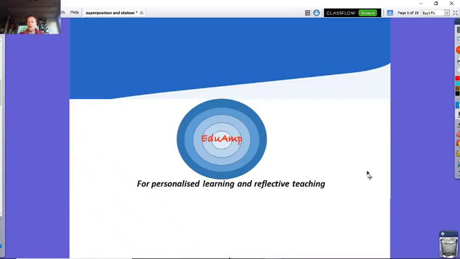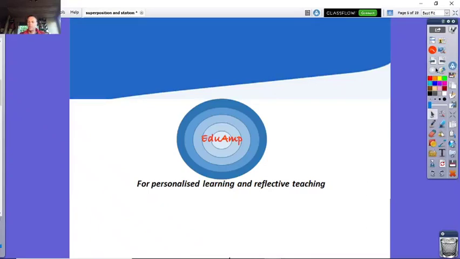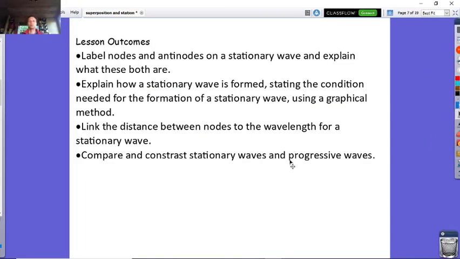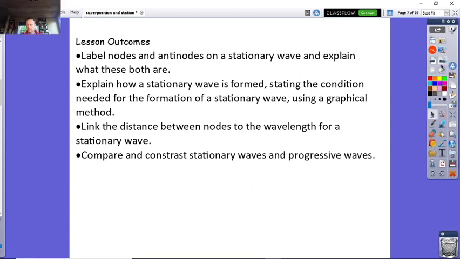Welcome to EDU AMP. Today I'd like to cover the A-level physics syllabus on stationary or standing waves. What you need to know and be able to do is label nodes and antinodes in a stationary wave and explain what these both are. You can explain how a stationary wave is formed, state conditions needed for the formation of a stationary wave using a graphical method, link the distance between nodes to wavelength for a stationary wave, and contrast stationary waves and progressive waves.